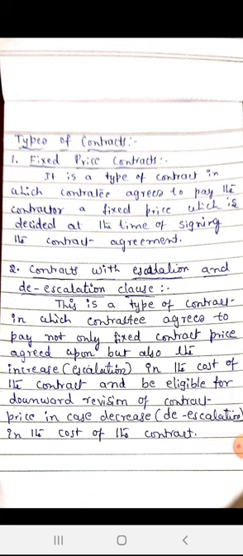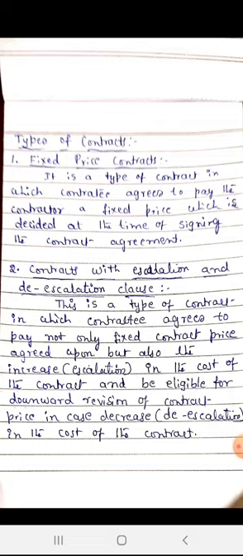Okay, next, contract with the escalation and de-escalation clause. This is a type of contract in which the contractee agrees to pay not only the fixed contract price agreed upon, but also the increase, escalation, in the cost of the contract, and is eligible for downward revision of the contract price in the case of decrease, de-escalation. Escalation means increase in the price of the contract, de-escalation means decrease in the cost of the contract.